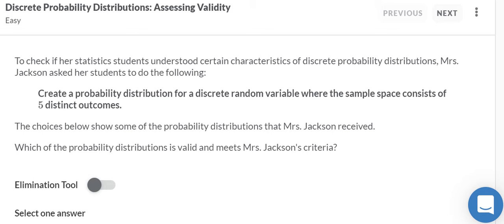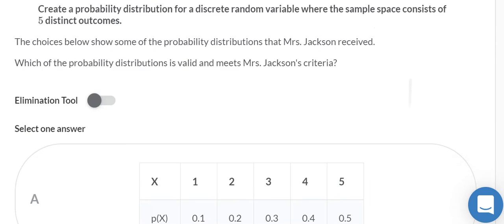It's asking us to choose which probability distribution meets the criteria of Mrs. Jackson. Now remember, in order for it to be a probability distribution, all of your probabilities must be between 0 and positive 1, and the sum of all probabilities must add up to 1. Remember that. And we're also looking for a sample space that has 5 outcomes. It doesn't tell us what kind of outcomes, it just says it has to be 5 outcomes.